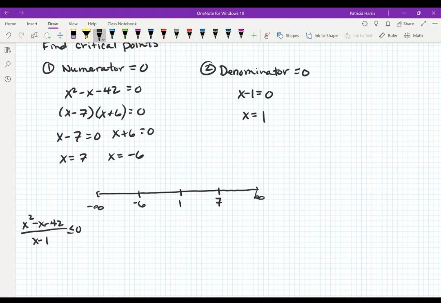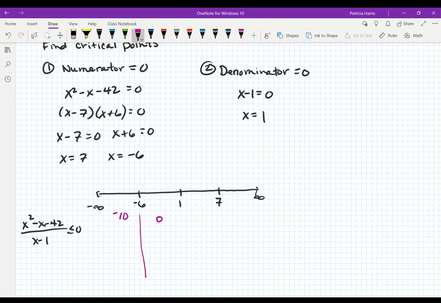Okay, so let's see. I need to choose a value between negative infinity and negative 6. So let's go negative 10. And you can choose any number you want. So if you want to choose negative 7, choose negative 7. All right. I need to choose a number that is between negative 6 and 1. That would be 0, would be good.